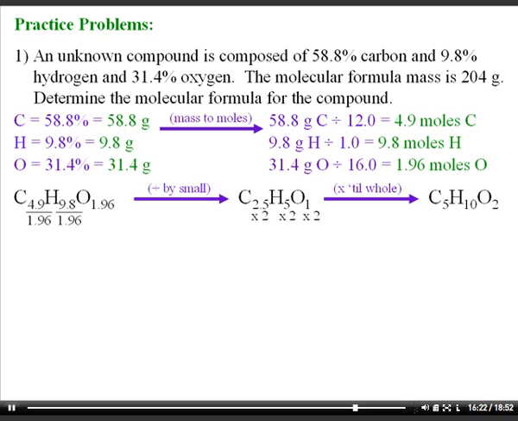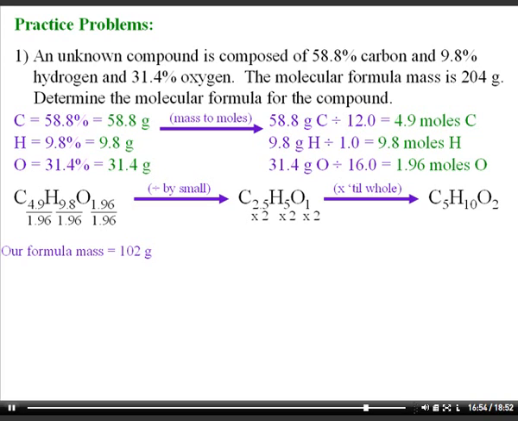Now, this is the empirical formula. We want to find the molecular formula for the compound. So if you go up and read the question again, it says the molecular formula mass is supposed to be 204 grams. So in order to figure out the molecular formula, we have to see if the empirical formula mass is actually 204. So let's add up 5 carbons, 10 hydrogens, and 2 oxygens. See what we get. So our formula mass for 5 carbons, 10 hydrogens, and 2 oxygens is only 102. So we're off by some factor.